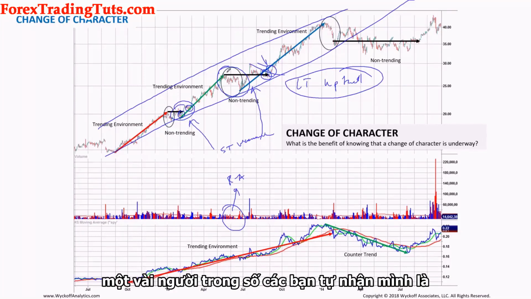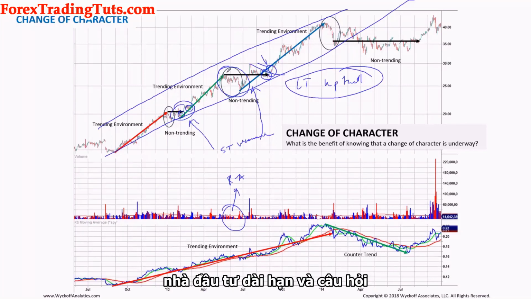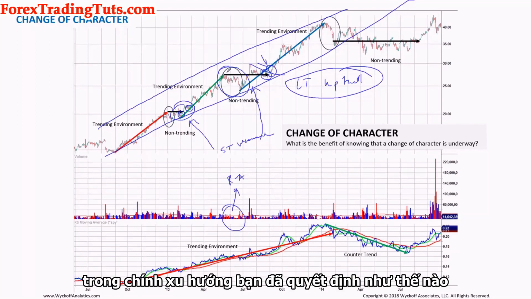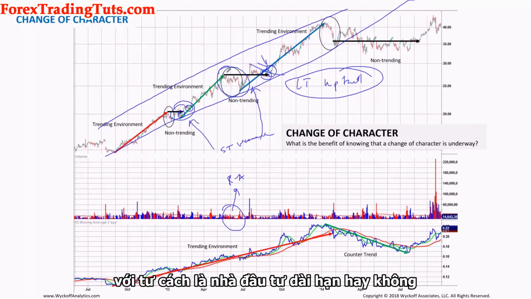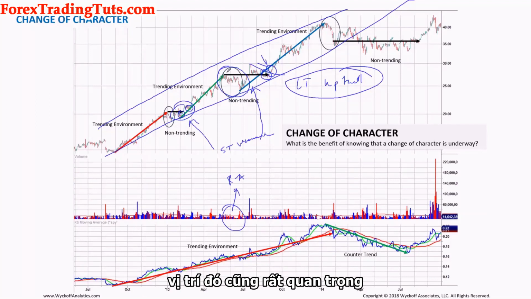A couple of you identified yourselves as long-term investors, and the question about the course was, well, is it going to be helpful to me? Hopefully, even from this picture, you could see that it should be extremely helpful, because we will be discussing, obviously, original accumulations, but here, in the trend itself, how do you decide whether you are still staying in this position as a long-term investor or not? Where potentially could you add to the position? Those are also very crucial places. And then where do you actually exit?